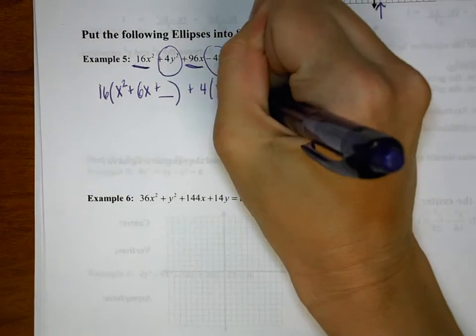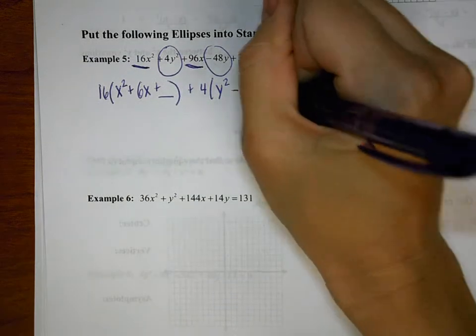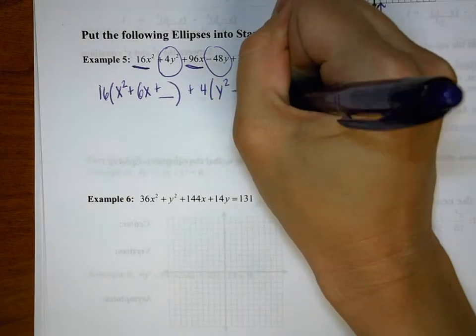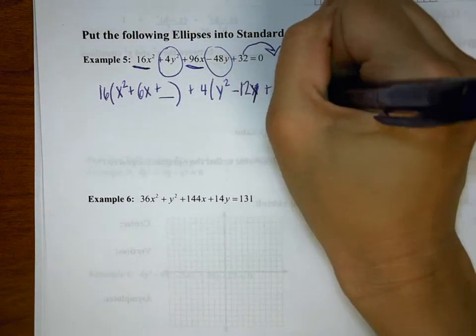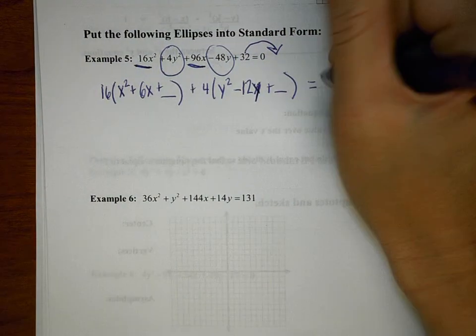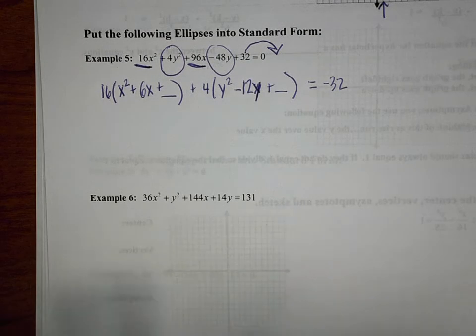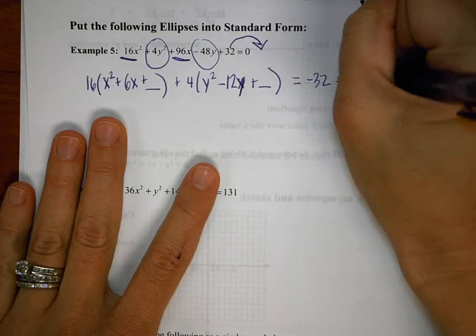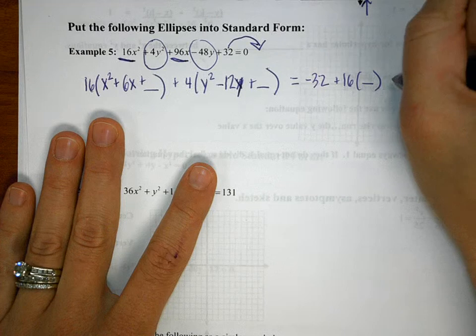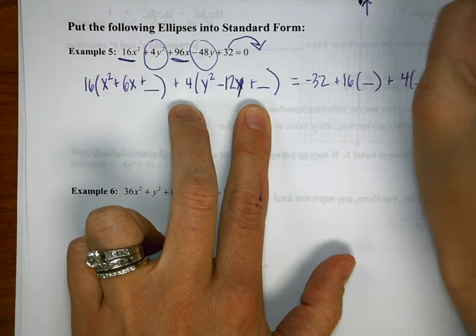Good, negative 12y, and then what? Oh, thank you. And then what? Plus blank. Close your parenthesis, and this is going to equal what? Good, negative 32, and then what do I need still? 16. Good, plus 16 times our blank, and then the other one will be plus 4 times the blank. Okay, Serena, question.